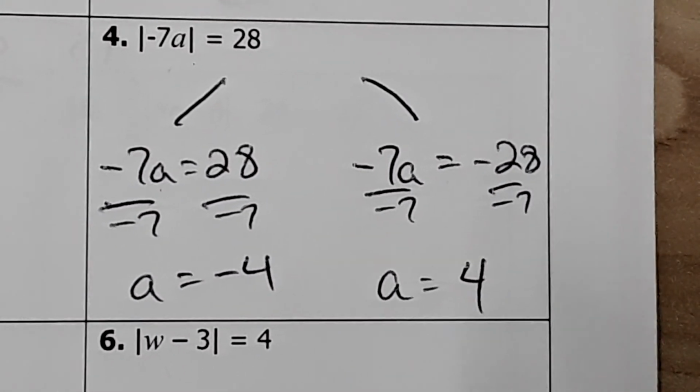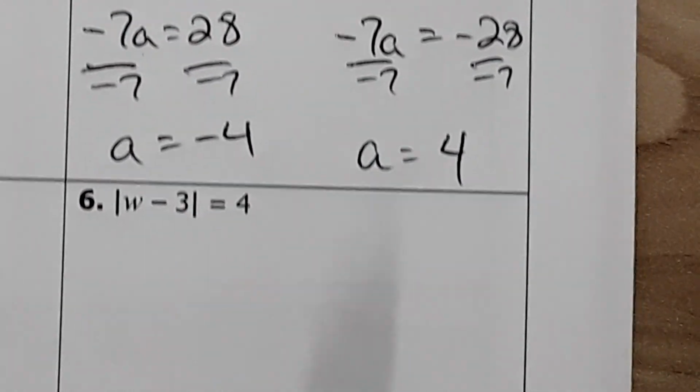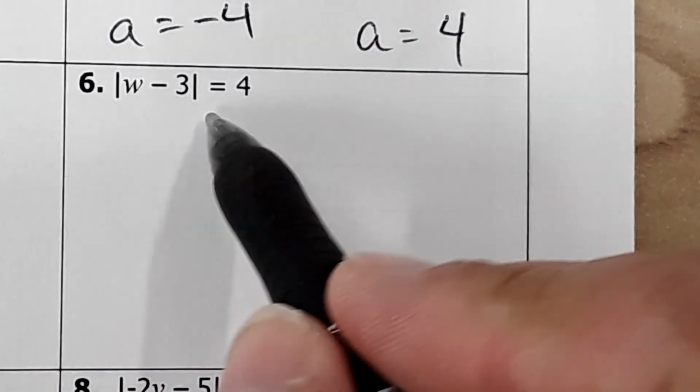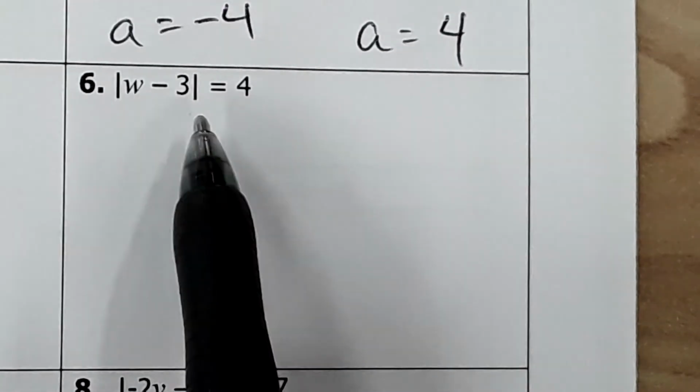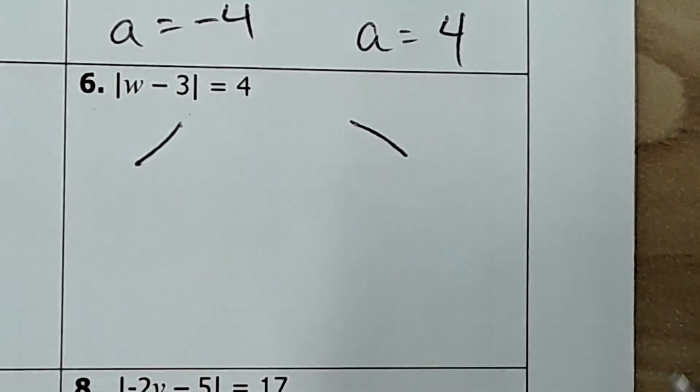So those turned out to be opposites as well. But again, they will not always be that way. Let's look at number 6, and I'll show you where that's not the case. Absolute value bars, there's nothing outside the bars, so I'm ready to work this two different ways.